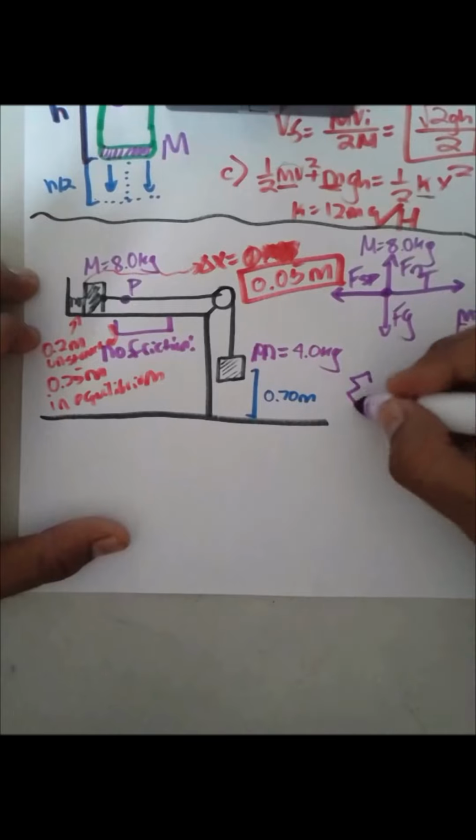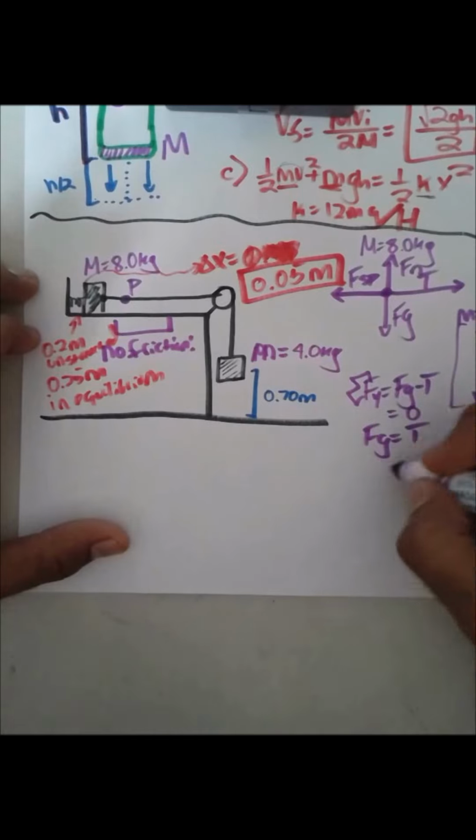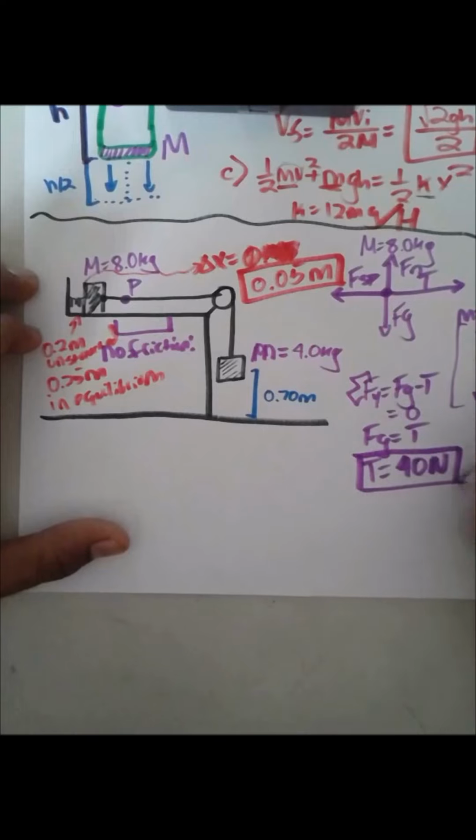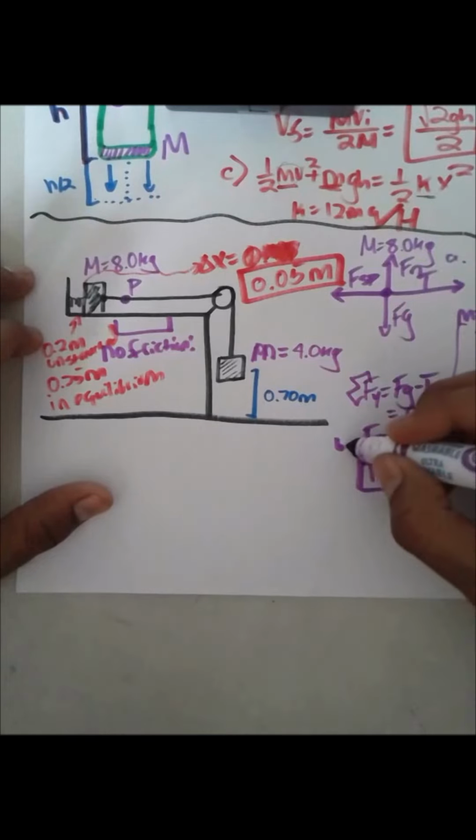Let's go back to Newton's second law. Fy is equal to Fg minus T. Is this object moving up or down? The answer is a resounding no. Therefore, Fg is equal to T. Therefore, the tension is going to be equal to the force of gravity, which is around 40 newtons. Let's say that g is 9.8. Cool. Now that was part A, and that was part B.